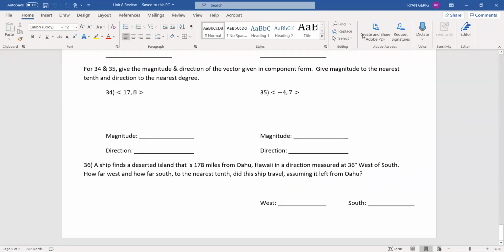34 and 35, you want to give the magnitude and direction. So 17 and 8, it's a good idea to sketch the vector. 17 to the right, 8 up. It's going to be about right there. So this is 8, this is 17.